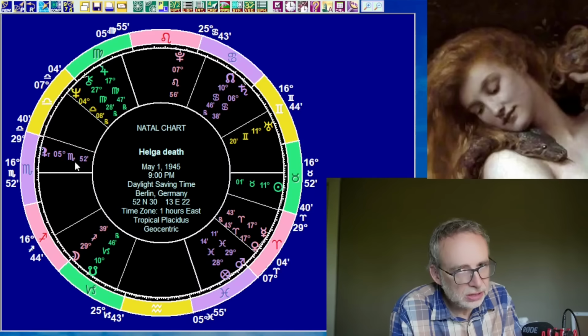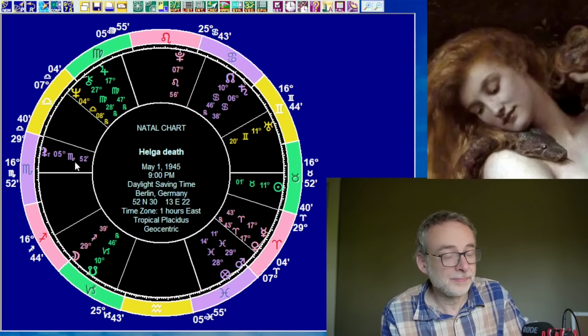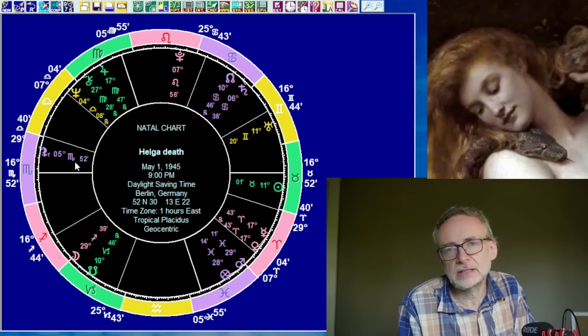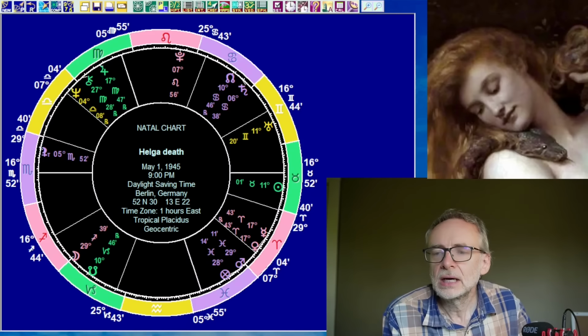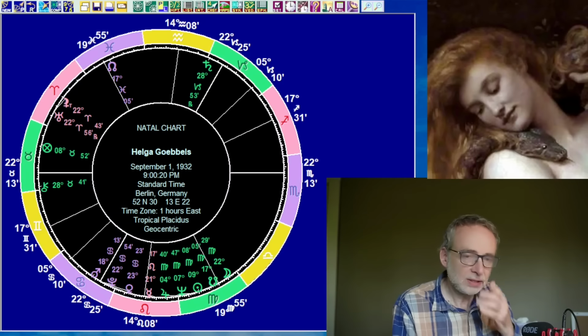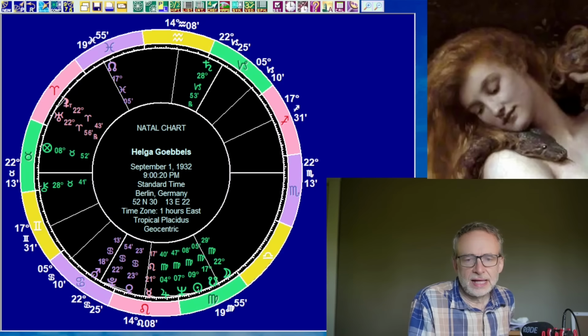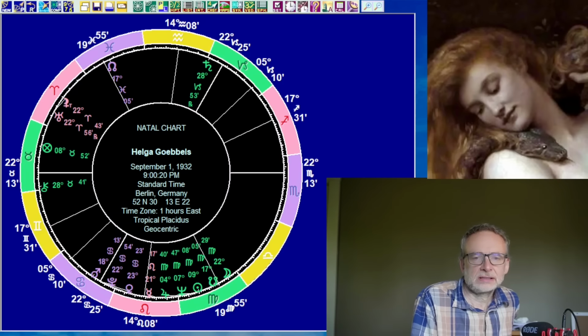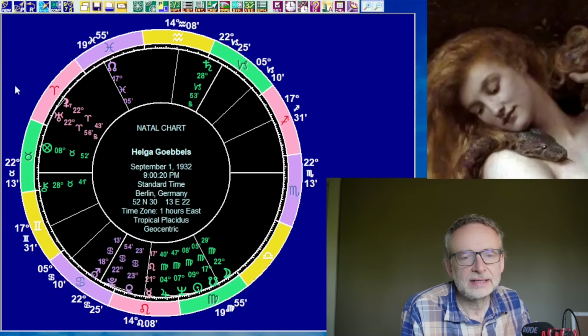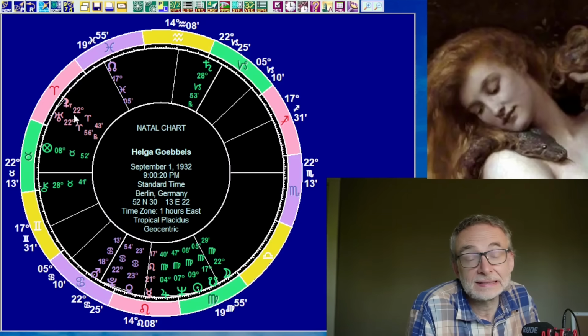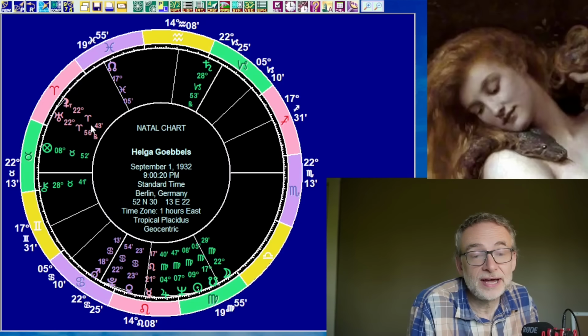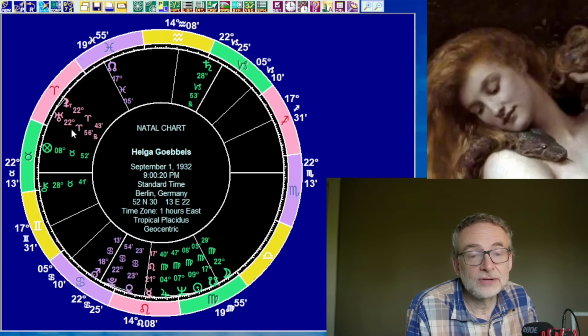So I think it's Helga's chart, and she couldn't stand her mother, apparently. She was her sort of daddy's girl. Her daddy was Joseph Goebbels, but she couldn't stand her mother. And so here is Helga Goebbels' chart. Helga had her Lilith at 22:43 Aries and Uranus at 22.